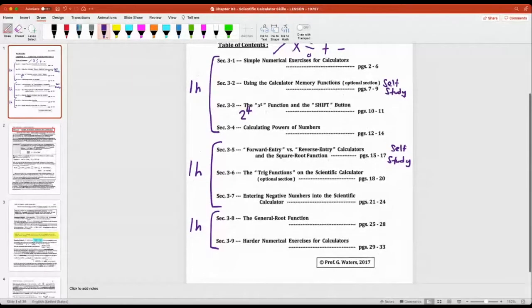The one that's the most interesting of the lot is the forward entry versus reverse entry calculators. For example, I may be mistaken, but I believe that the one that Norris has and similar people's calculator is called a forward entry. I believe that Sheldon's will be reverse entry. That has to do with how you type squares, square roots, and trigonometric stuff. And then we have some trig.